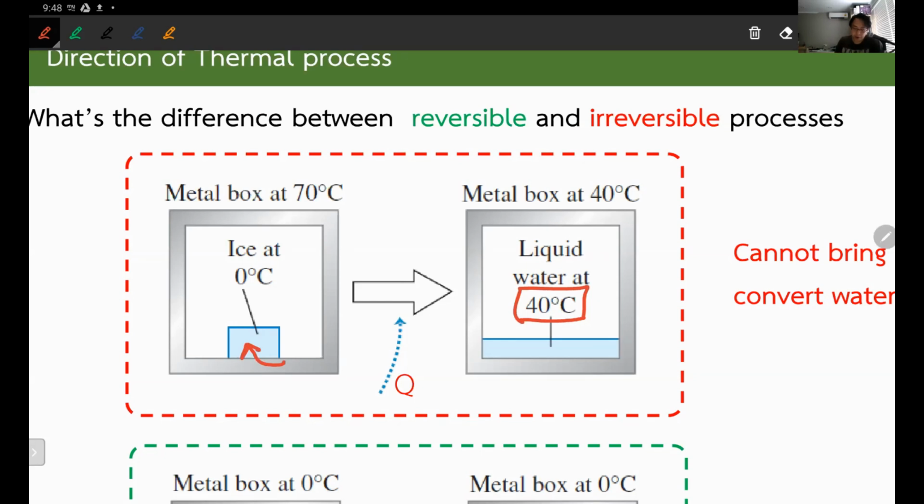Okay. But this process is irreversible. There's no way that the liquid water will turn into ice. The metal box will get hotter back to 70 degrees Celsius. That's impossible. So this is an irreversible process. But the key point is this. There is a heat involved in this one, right? Melting the ice, cooling down the metal box. This heat is gone. You can think of it that way. The reason it's gone is because this process is irreversible.